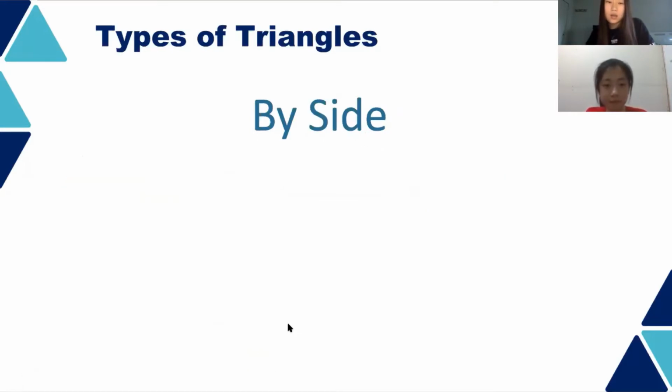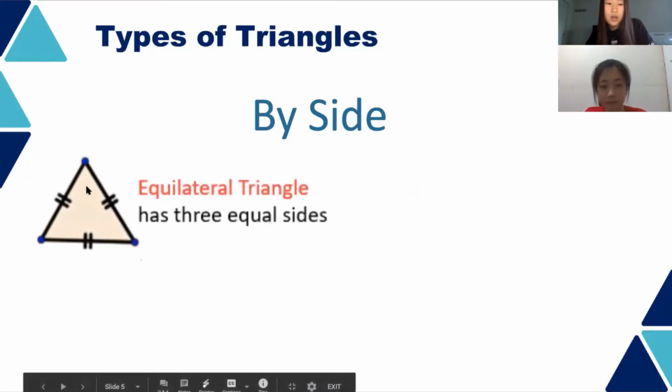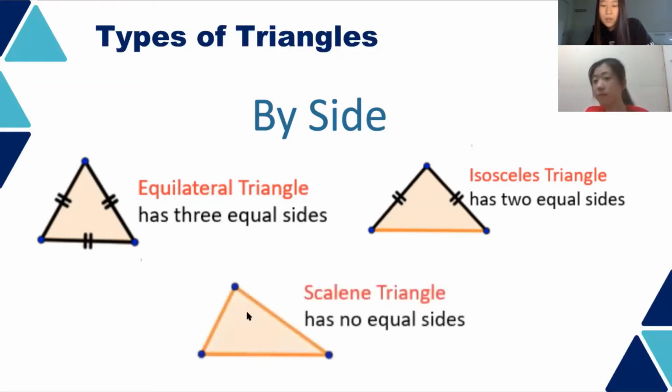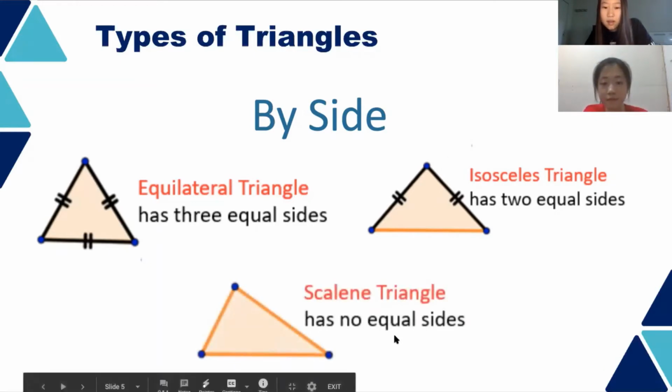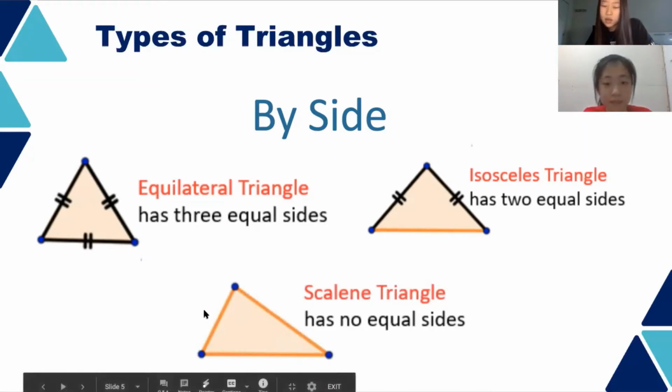And by side, there are 3 triangles as well. The first one is the equilateral triangle, where all the sides are equal to each other. The second one is the isosceles triangle, where 2 sides are equal to each other, and the third side is smaller than the sum of the 2 equal sides. And the third one is the scalene triangle, which has no equal sides, so all of them are different lengths.